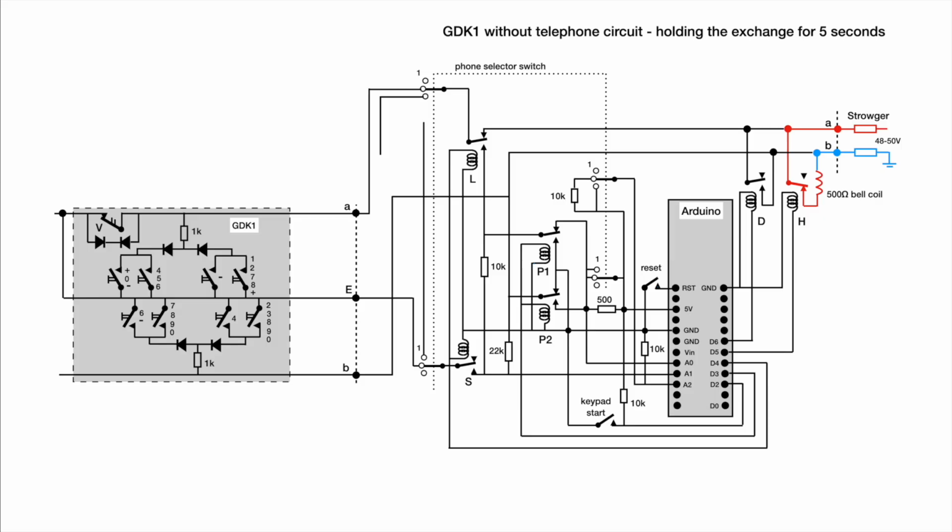My GDK1 has no telephone circuit. The number selection is identical to the SA4252, but the end of the dial process is different. Now the line cannot be handed back to the telephone circuit. The exchange is therefore held by relay H for 5 seconds.